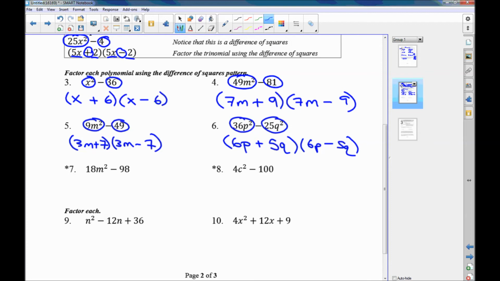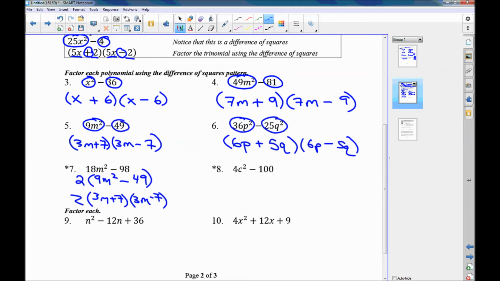Okay, so we have a little star by number 7, and that's because 18 and 98 are not perfect squares. However, there is some number that divides evenly into both, and that number is 2. So I could first factor out a 2. This will leave behind 9m squared minus 49, and then you can see what's left is 2 perfect squares being subtracted. So the square root of 9m squared is 3m, and the square root of 49 is 7. And then one gets a plus and one gets a minus, just like in number 5.